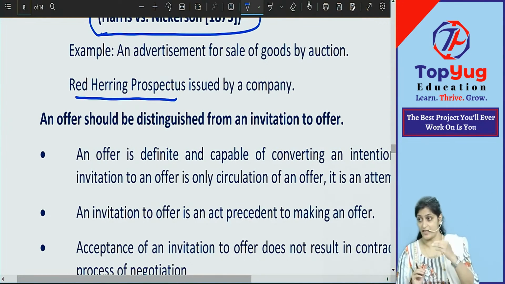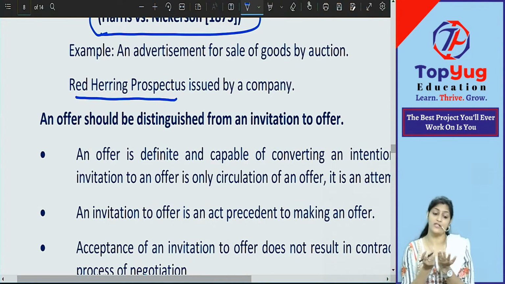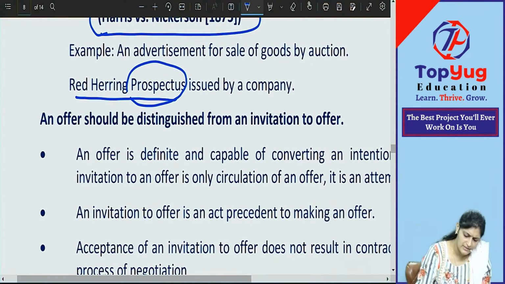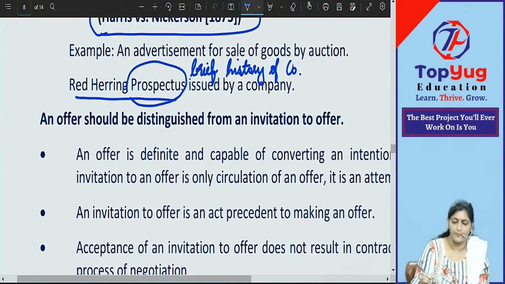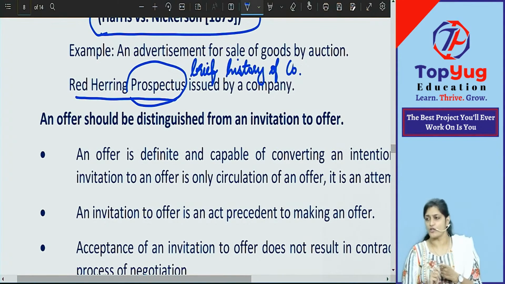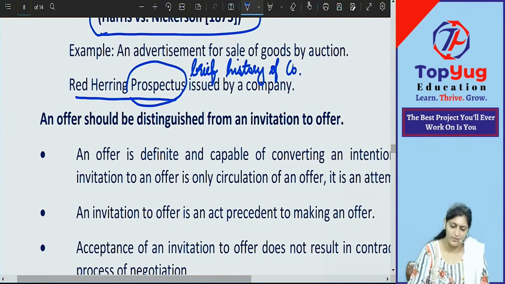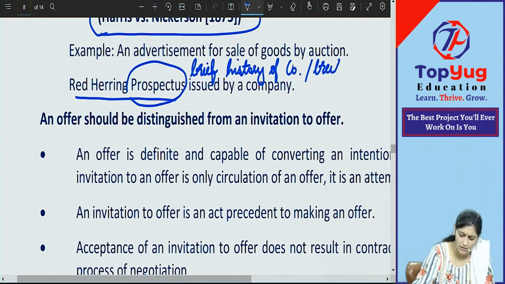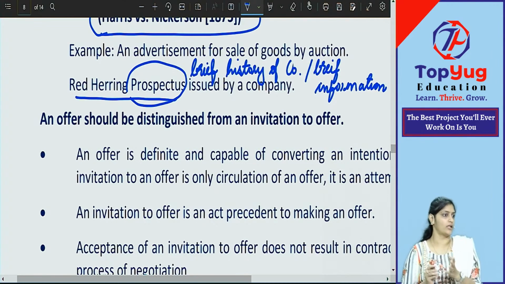They will issue a prospectus first. What is a prospectus? It is nothing but a brief history of the company. Profits of the company, losses of the company, or you can say brief information about the company. If the company is new, then obviously the company will not have any history, no? Then it will be brief information. Brief means in short. In short, they will give you all the information.